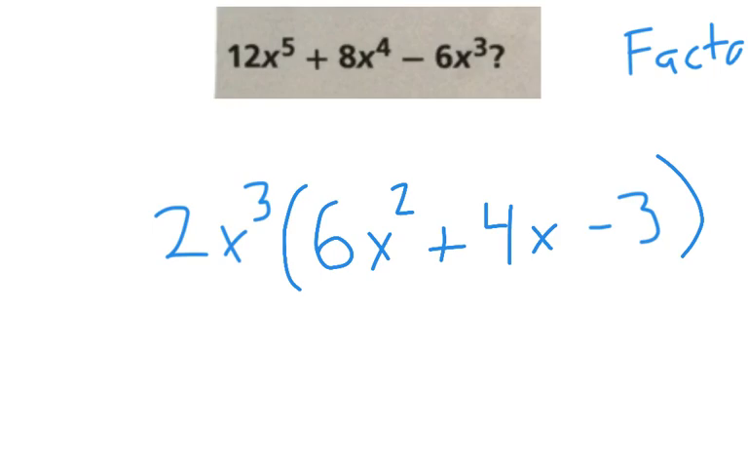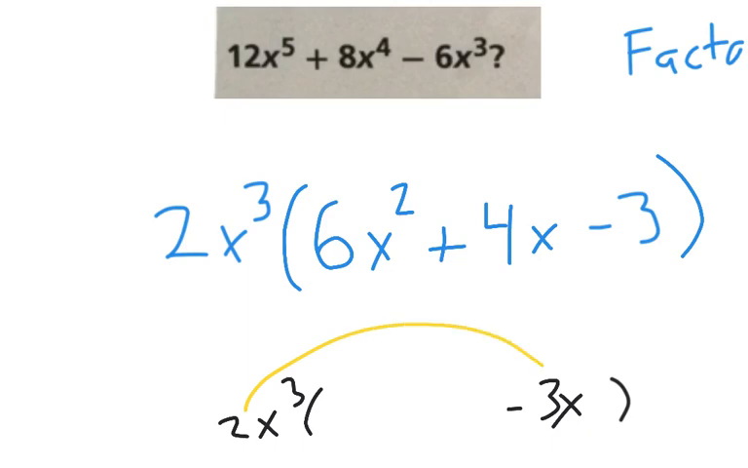A way you can check: if you had an x there, this is wrong. If this was a negative 3x at the end, what would you have gotten if you distributed? 2 times negative 3 is negative 6. X to the 3rd times x is x to the 4th. Remember, you can always check by distributing. I can't say that enough. As you're learning and getting used to this, once you think you factored it, distribute it just to check your answer. See if you get back what you started with.